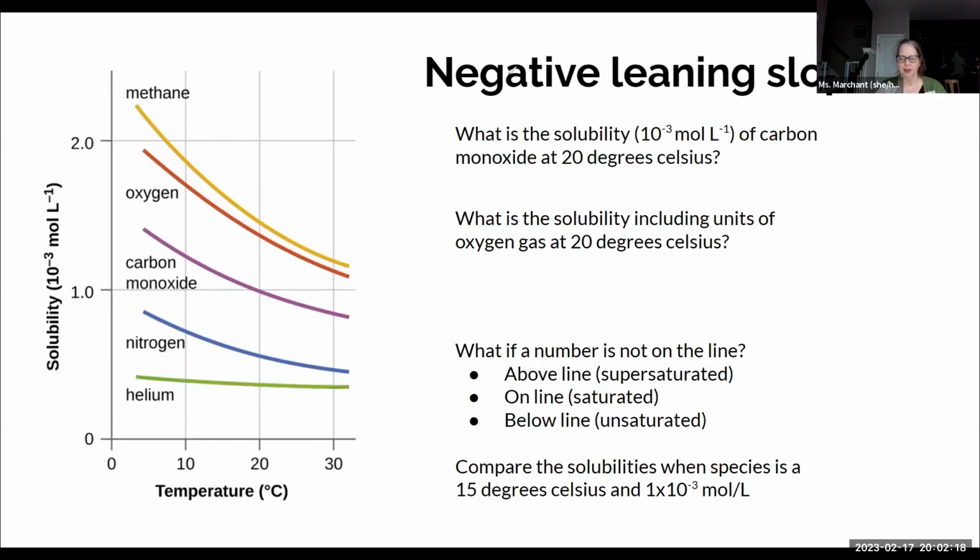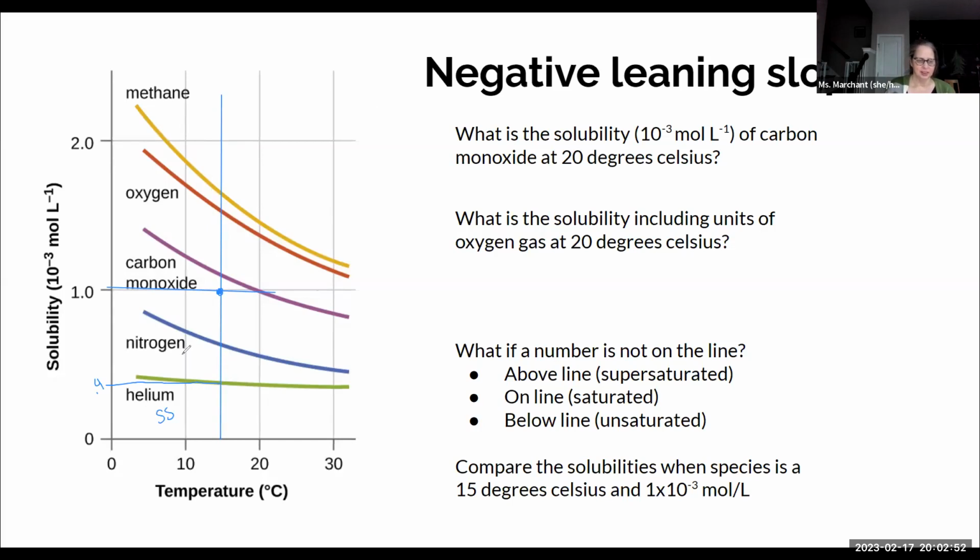Okay, so compare the solubilities. When a species is at 15 degrees, so that's halfway between the 10 and the 20, and at 1. So here is our point to compare. So helium is in what? Supersaturated, because helium was only going to dissolve about 0.4 at this point. And they want us to dissolve 1. It can't get there. There's too much.